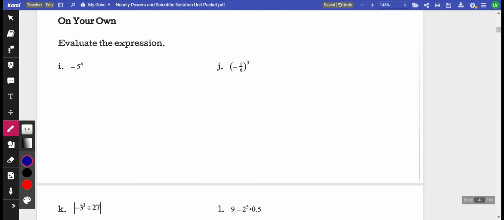So let's try these next two problems. Evaluate this expression. Again, evaluate means solve. So -5 to the 4th is -5 times 5 times 5 times 5. Again, there aren't parentheses, so there's only one negative.